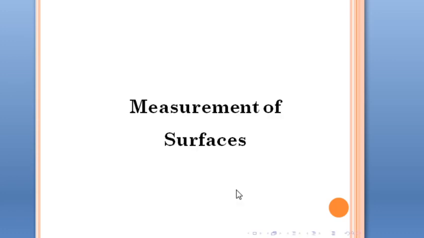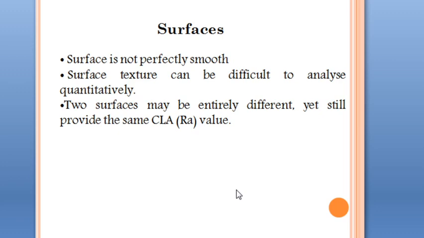Then measurement of surfaces. Surface is not perfectly smooth. It may have ups and downs, or be rough, smooth or fine. The surface texture can be difficult to analyze quantitatively. We cannot finalize the surface in quantitative terms. Two surfaces may be entirely different, yet still provide the same center line.